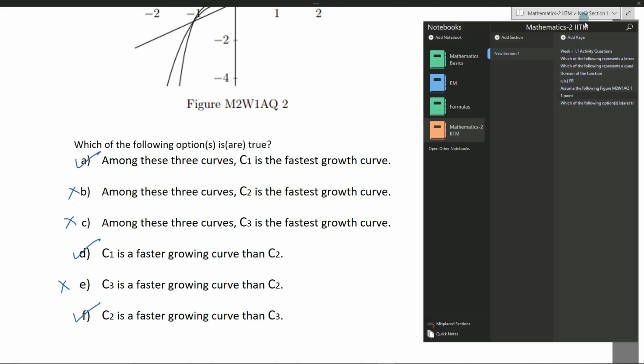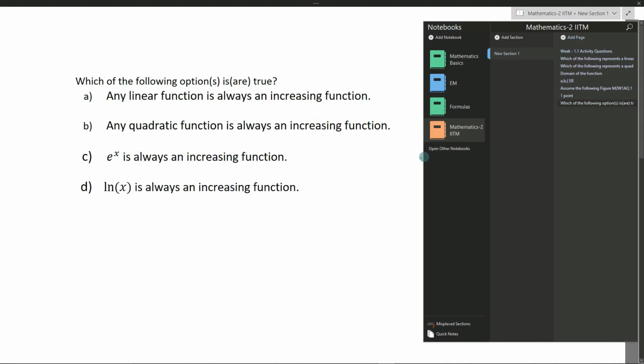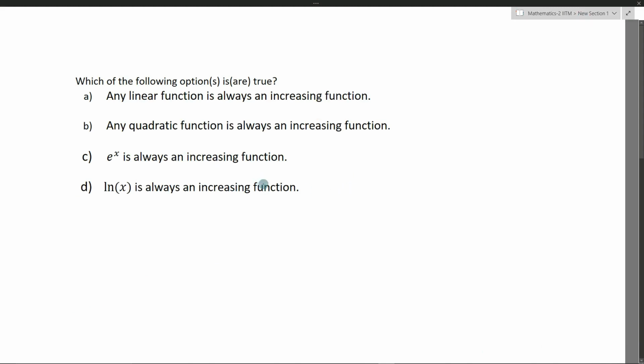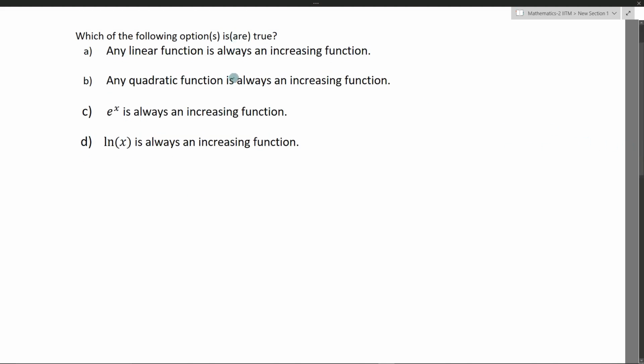So moving on to the last question. Which of the options are correct? Any linear function is always an increasing function. Any quadratic function is always an increasing function. e to the power of x is always an increasing function, and ln x is always an increasing function. So they've given four different types of functions. If it is difficult to visualize, let us draw these graphs.